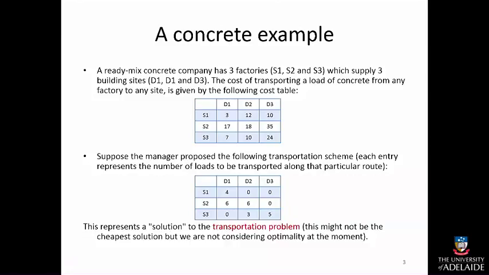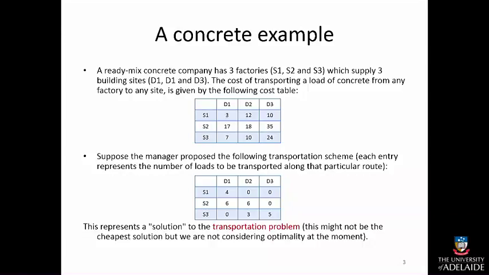Now suppose the manager proposed the following transportation scheme. Each entry represents the number of loads to be transported along that particular route. Now, if we have a look at the factory S1 and the building site D1, what is the cost of transportation between factory S1 and the site D1?